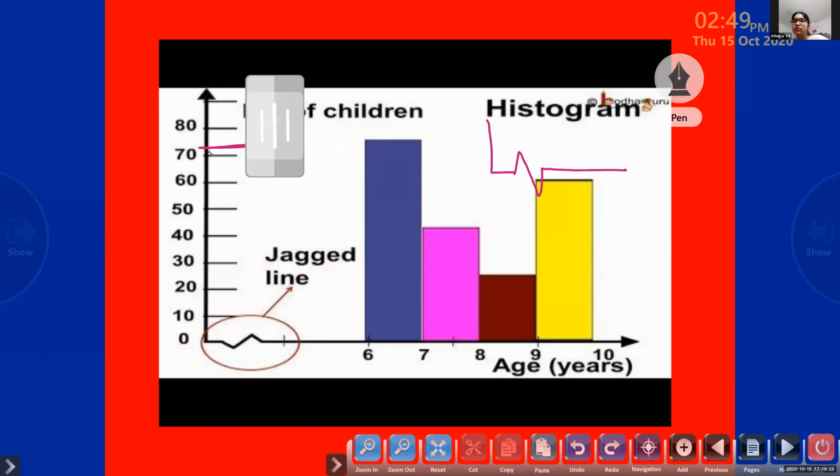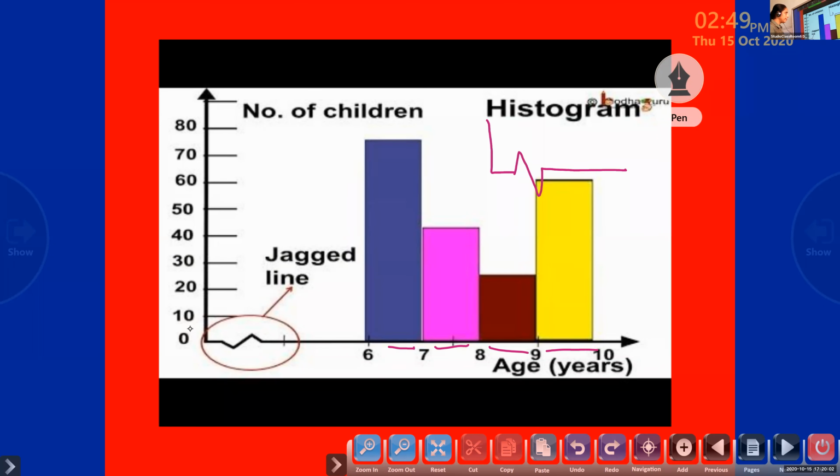Here there is a gap. Can you see a gap between the bars? And look here: 6 to 7, 7 to 8, 8 to 9, 9 to 10. All these are connected, one interval each. But here, from 0 to 6, there is a long gap. How many numbers are missing there? Five numbers are missing. So there should be a jagged line. I hope you understood.